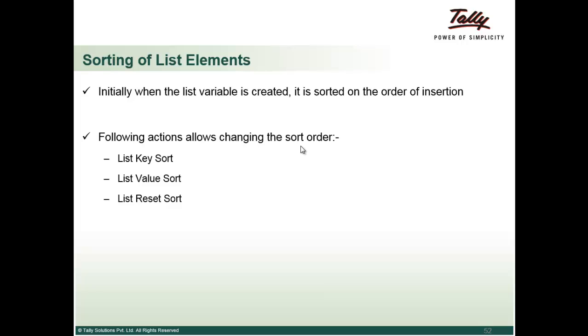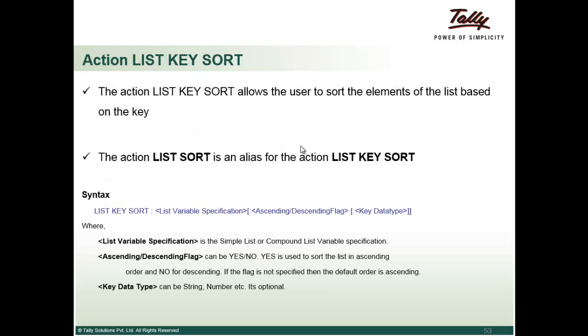So initially when the list variable is created, it is sorted on the order of insertion. There are 3 actions with the help of which we can change the sorting order. They are the list key sort, list value sort and list reset sort. So let's go to each of them one by one.